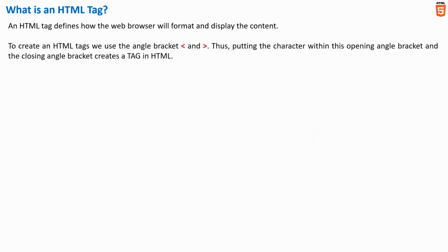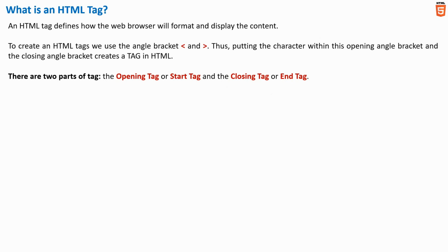Now to create this HTML tag, we have to use the opening angle bracket and the closing angle bracket, and putting some content or some character or word within this opening angle bracket and the closing angle bracket will create a tag in HTML. Now basically when we talk about an HTML tag, it is composed of two parts, the opening tag or the start tag and the closing tag or the end tag.